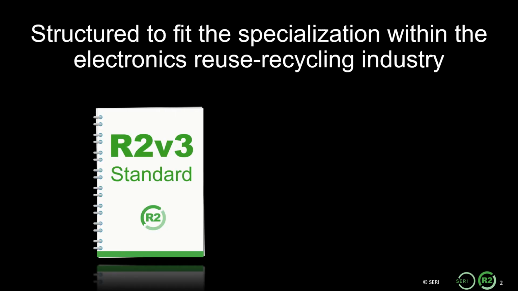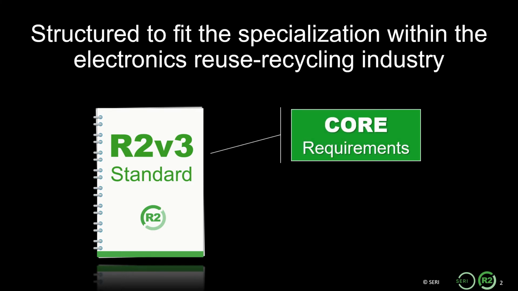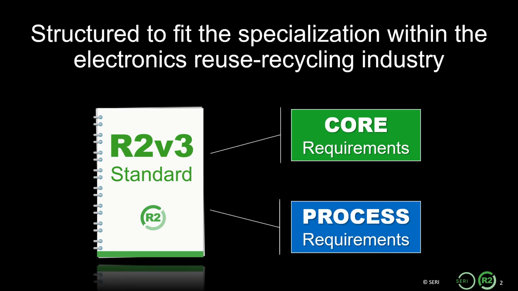In addition to the mandatory R2 core requirements covered in Section 1 of the R2 v3 standard, Section 2 of the standard details the R2 process requirements in Appendices A through E. The process requirements relate to specific R2 activities that often require specialized processes and expertise to undertake. Because not all R2 facilities engage or specialize in the same activities, the process requirements in the standard apply only to those facilities that undertake the activities covered under each appendix.